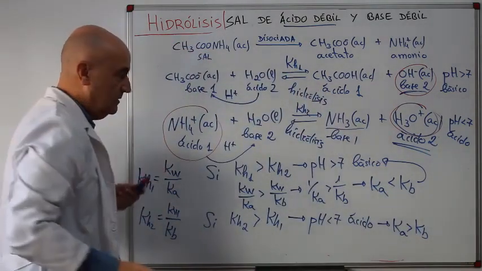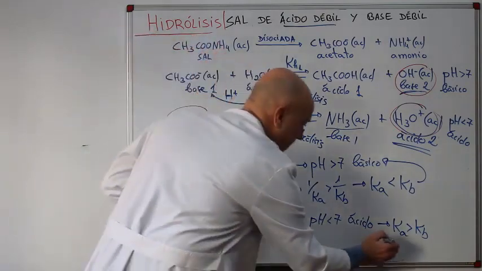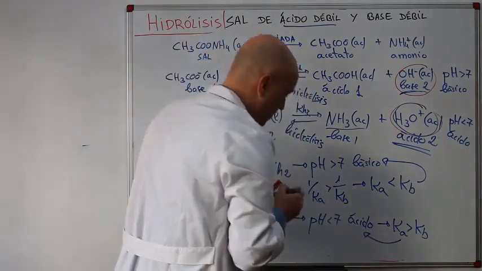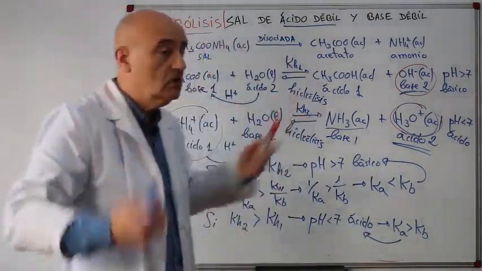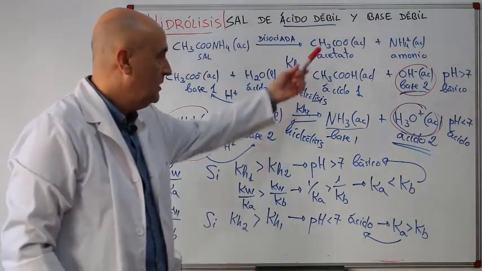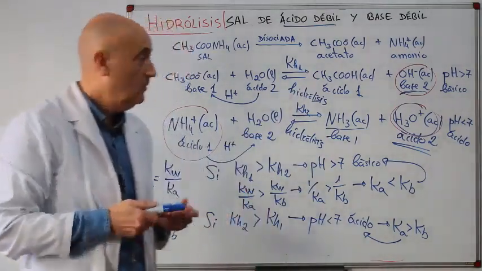If they are equal, there's no need to do anything in that case. The pH is 7. It's a way to quickly check the hypothetical case where you have the most complicated case, a hydrolysis of the two ions in the salt. Well, this is the theory.